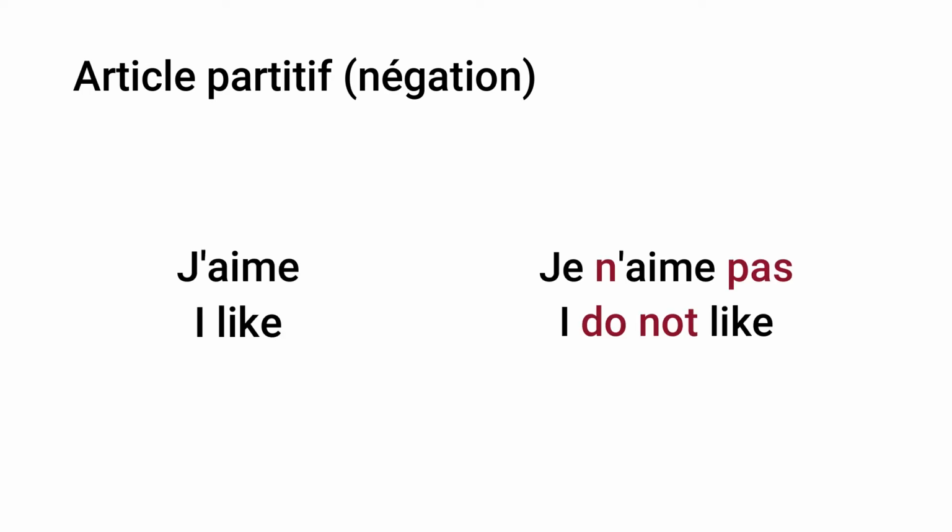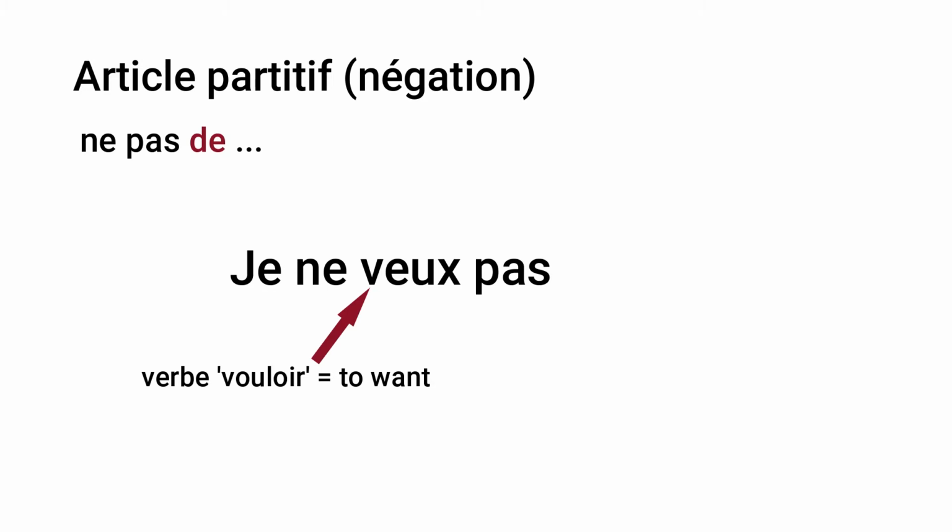So now we're talking about négation. So what happens when you use article partitif in a negative sentence? When I say negative sentence, what does it mean? I like is a positive sentence, right? I do not like is negative. In French, the most important words we use for negation or négation are ne pas. Also, I had mentioned this to you earlier. Ne and pas will come on either side of the verb. Je ne veux pas, je ne mange pas. These are some examples. Coming back to article partitif in négation.